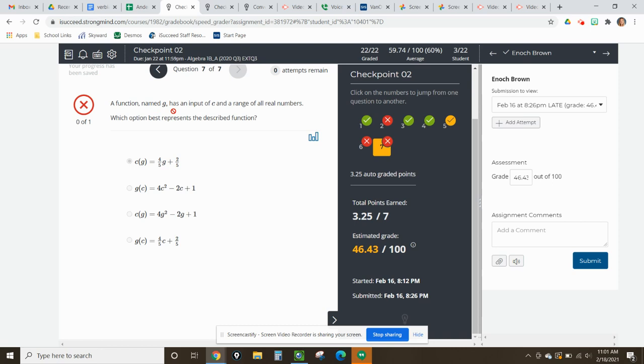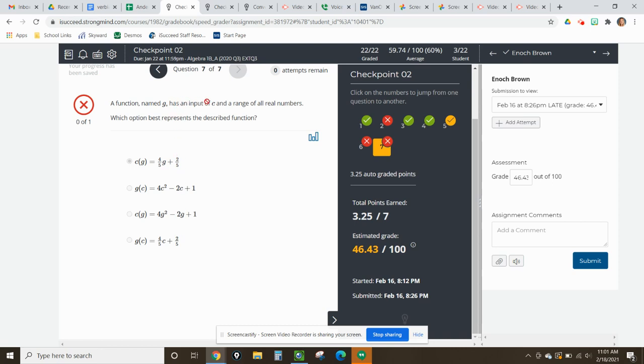A function named g has an input of c and a range of all real numbers. So that means any number can go in there, positive, negative, fractions and decimals. Which option best represents the described function? So range means what numbers are going to be coming out of this function. So I need any number to be able to come out of the function.